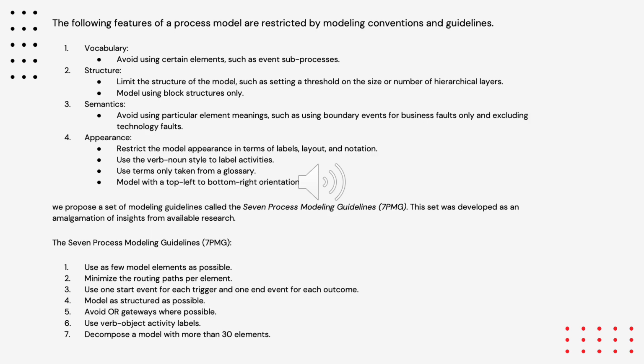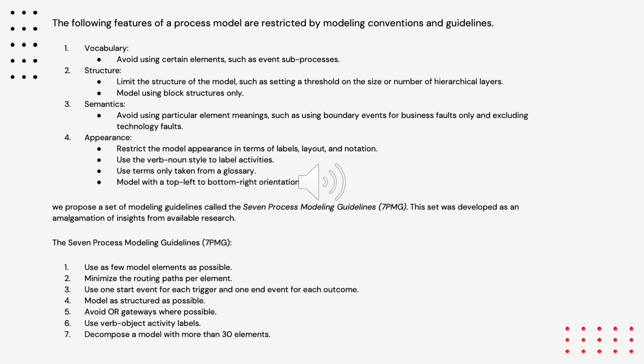In this slide, we're going to discuss the features of a process model that are restricted by the modeling conventions and guidelines. The first feature is the vocabulary: avoid using certain elements such as events or processes. The second one is structure: we're going to limit the structure of the model, such as setting a threshold on the size or number of hierarchical layers, and modeling using block structures only. The third one is the semantics, in which we're going to avoid using particular elements meanings, such as using boundary events for business flows only and excluding technology flows.